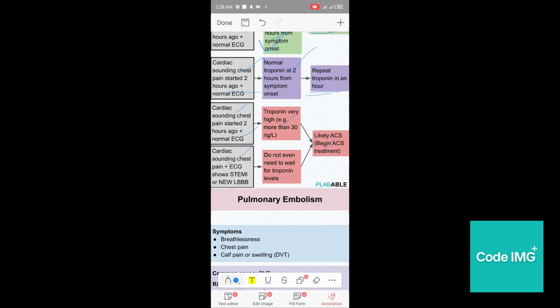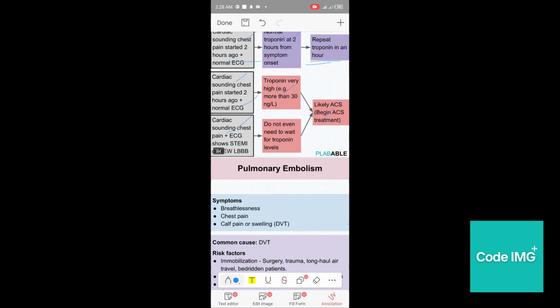So again, the cardiac sounding chest pain, ECG shows STEMI. If the STEMI is there, you need not go for the trop. Just act immediately. Go for the PCI. If not available in 120 minutes, then go for thrombolysis.